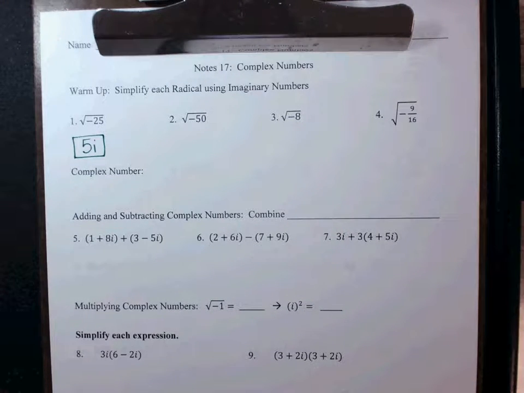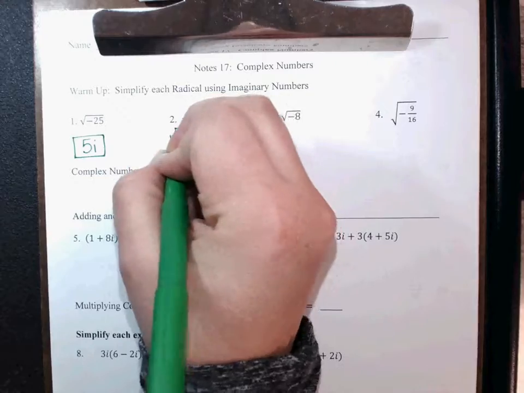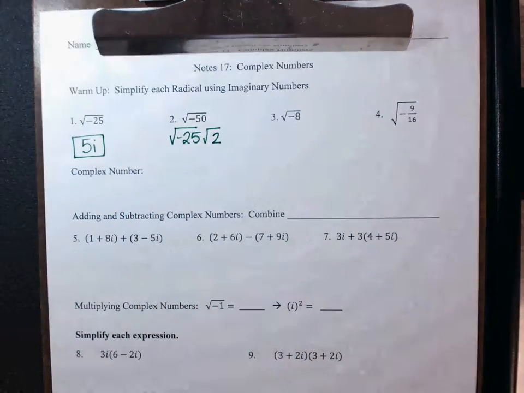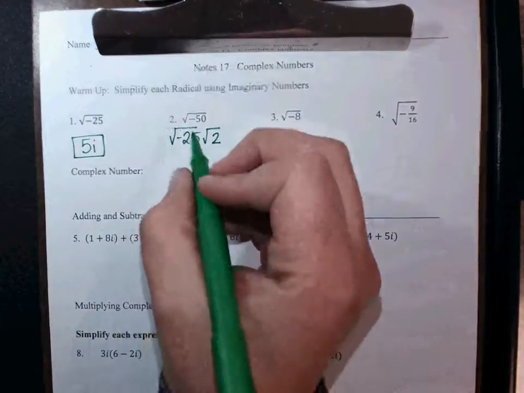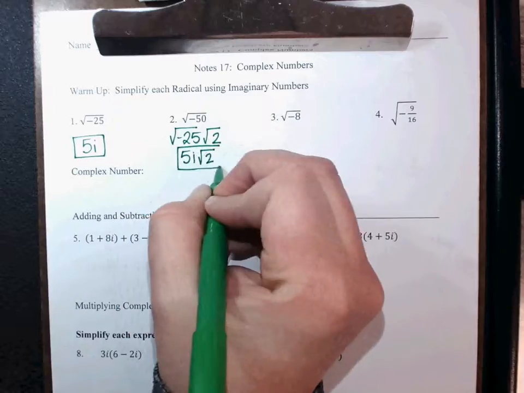Now 50 is not perfect, but it can divide by 25. 25 times what? 25 times 2. So you would split it up into two parts. The first part should be perfect, because what's the square root now of negative 25? 5i root 2.